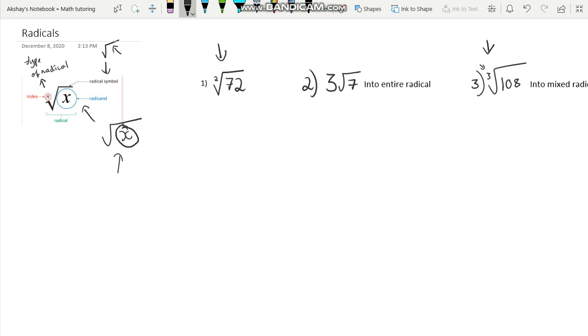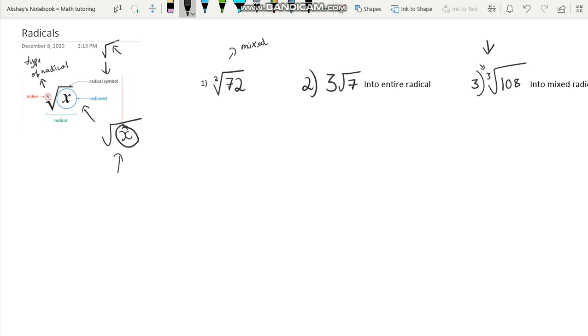Okay, so in our first example, we're going to convert our entire radical. This is our entire radical. Our entire radical is when there are no numbers outside our radical symbol, and our radicand is inside our radical symbol. This is a mixed radical here because we have a number outside our radical symbol and a number inside our radical symbol, which is our radicand. So in our first example, we're asked to convert our entire radical into mixed radical form.